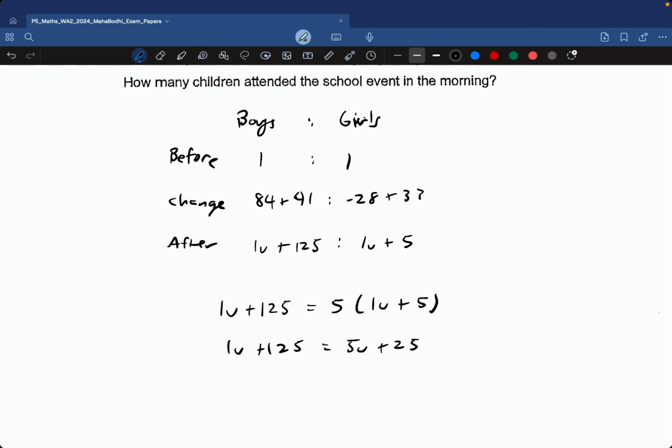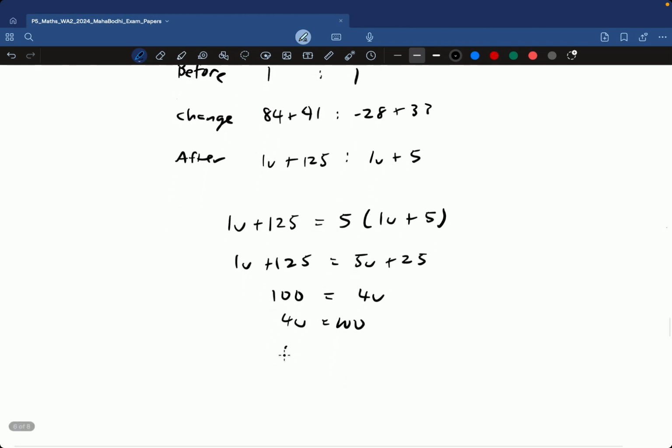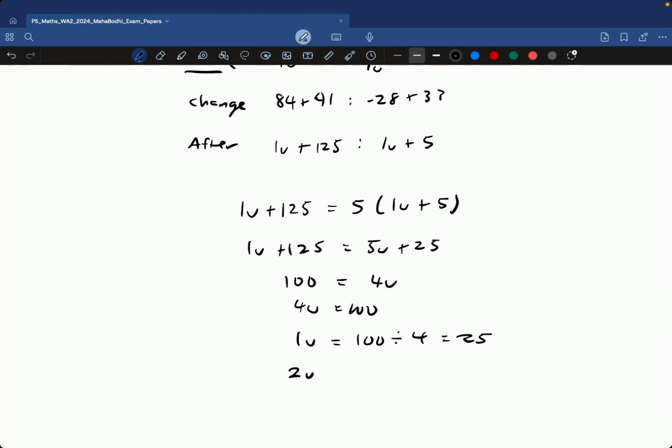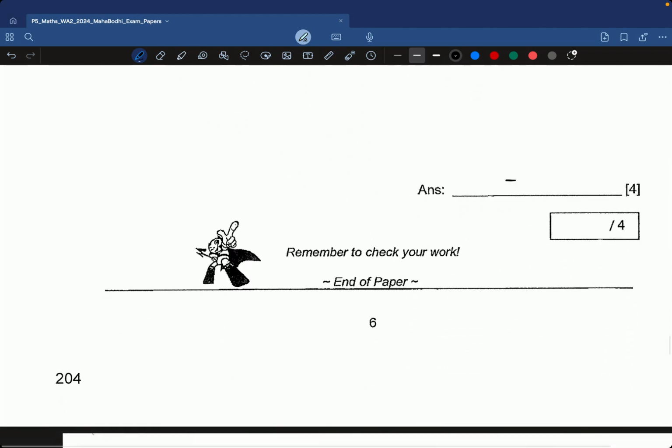So if we subtract, 4 units is equal to 100. And then 1 unit is equal to 100 divided by 4, which is 25. Now we want to know how many children attended in the morning, which is the before. In this case, it is 1 unit plus 1 unit, which is 2 units. So 2 units is equal to 25 times 2, and this is 50. So the answer over here is 50. All right, and that's it for the Maha Bodhi exam paper.